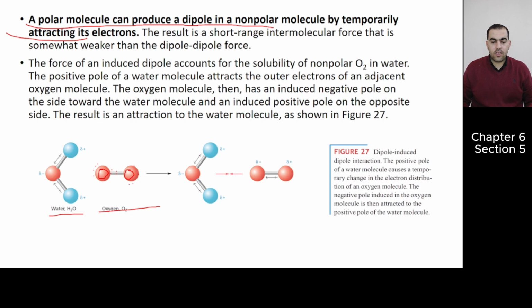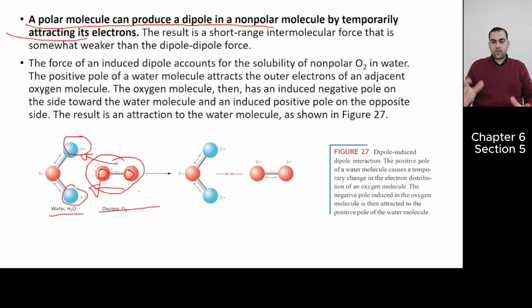So the partially positive hydrogens here attract these electrons, okay? Attract which electrons? To which side? To this side, so more electrons are going to come. Look here: the positive pole of water, which is the hydrogen, is partially positive. It attracts the outer electrons of the adjacent oxygen molecule.